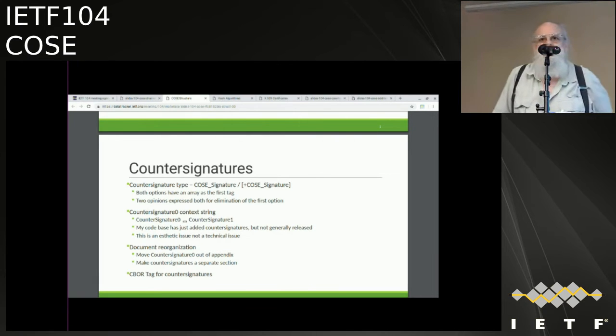This is Russ Housley. You can't countersign if you didn't first sign. Yes, you can. You can countersign an encrypted message. What does that mean? The exact same thing. No.